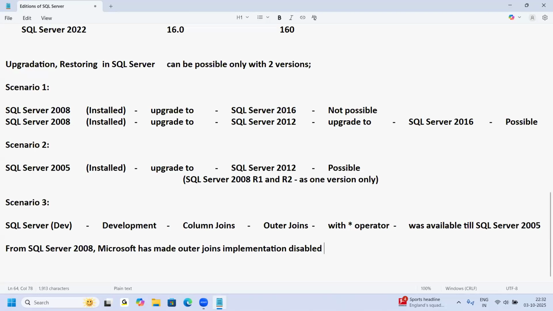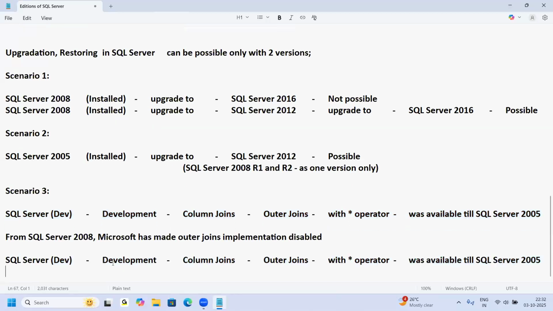And what they did, it means in 2008, if a developer is using the same thing, I'm talking about 2008, please understand. In 2008 and 2012. Obviously, when I'm saying from SQL Server 2008, Microsoft has made outer joins implementation disabled with the star operator.